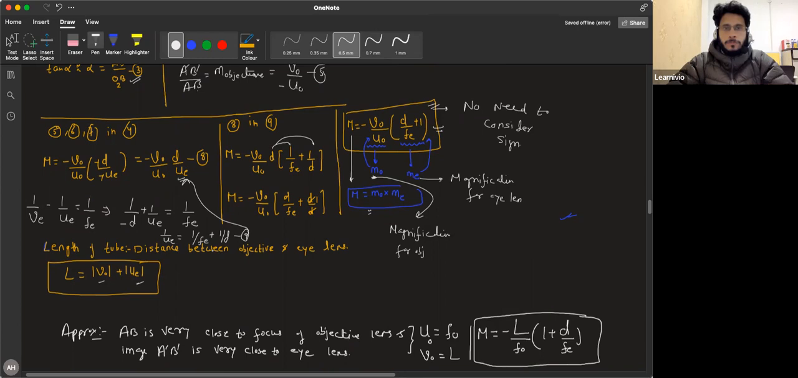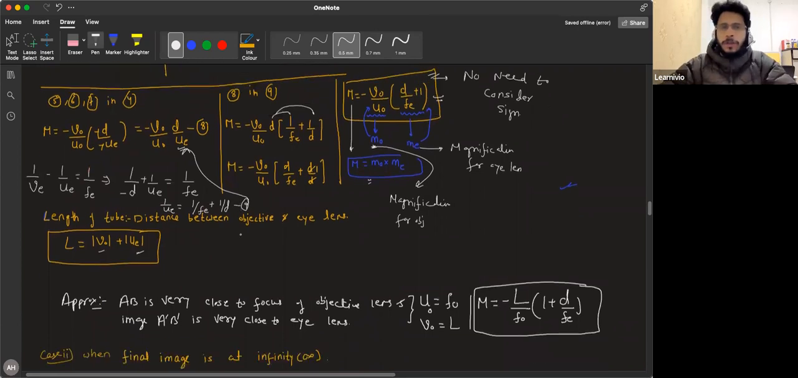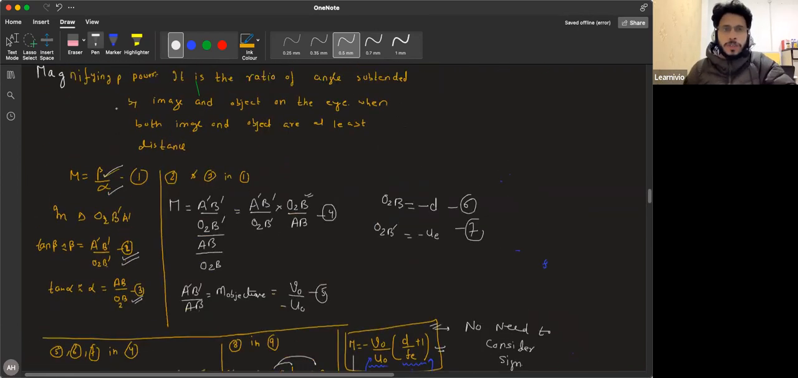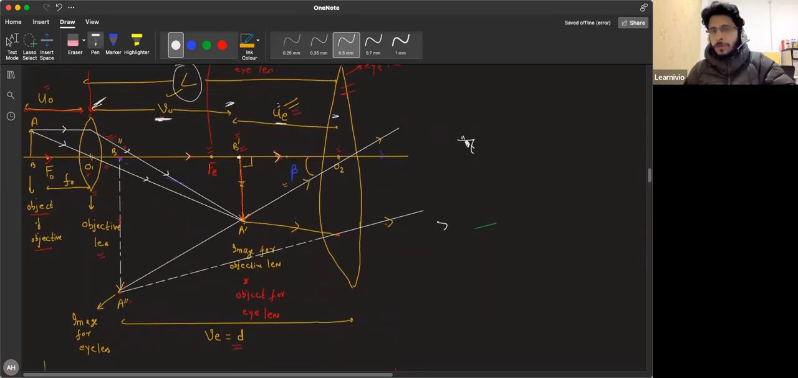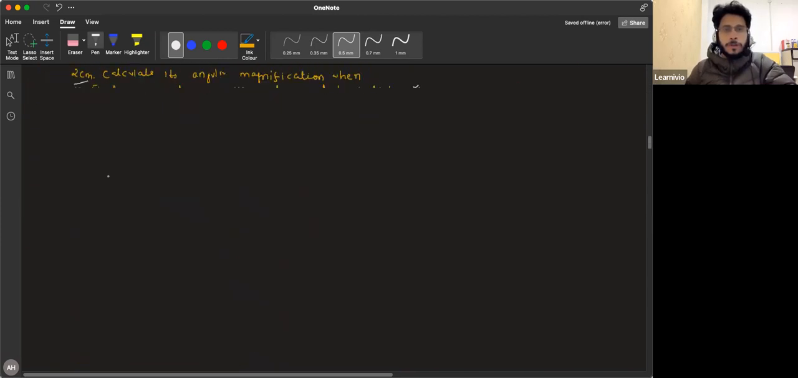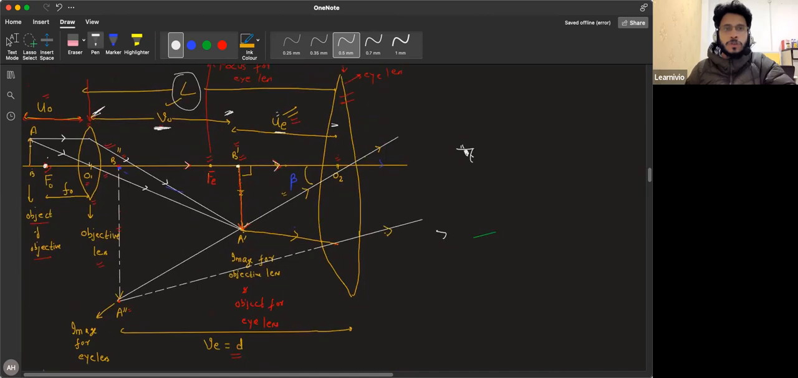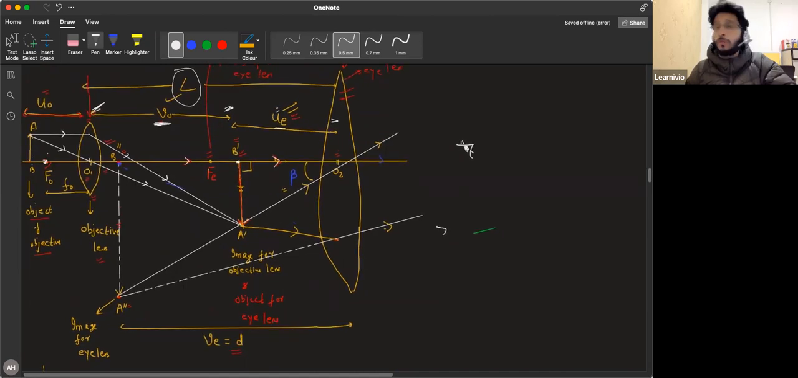So next, you can use one approximation here. The approximation is if your object AB is very close to the focus of objective. This is the focus of objective, and this is the object for objective. So there could be an approximation where this object AB is very close to the focus of objective.